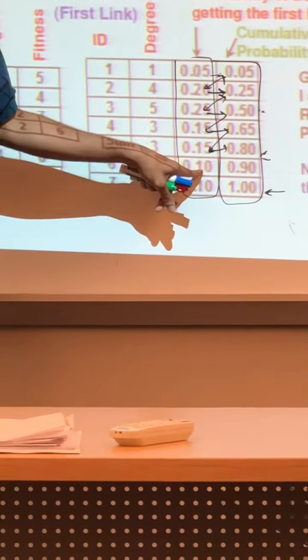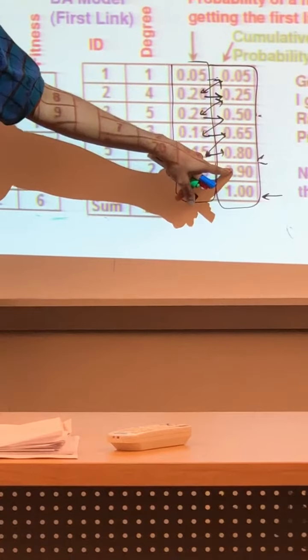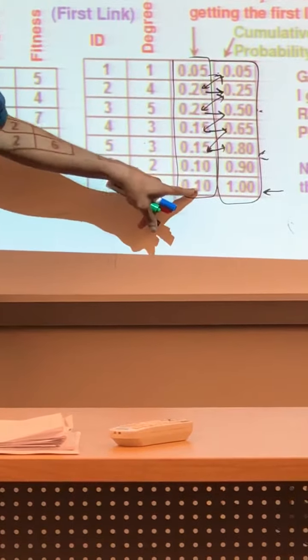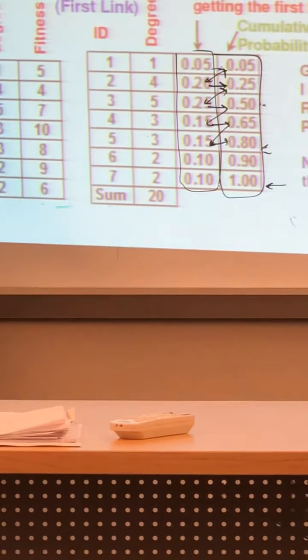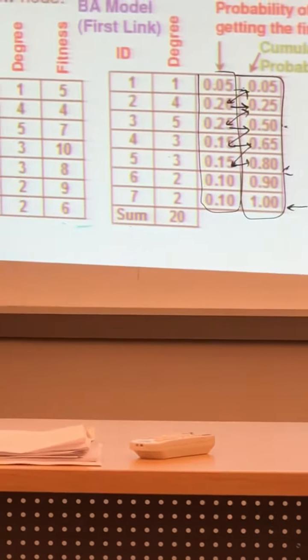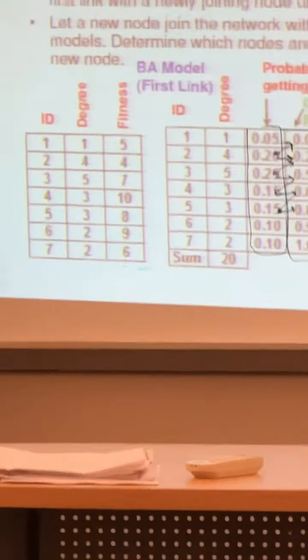Okay? So 0.80 plus 0.10 should be 0.90. Then 0.90 plus 0.10 should be 1. So finally you should end up with 1, otherwise you have done some mistake in the calculation. Is that clear?